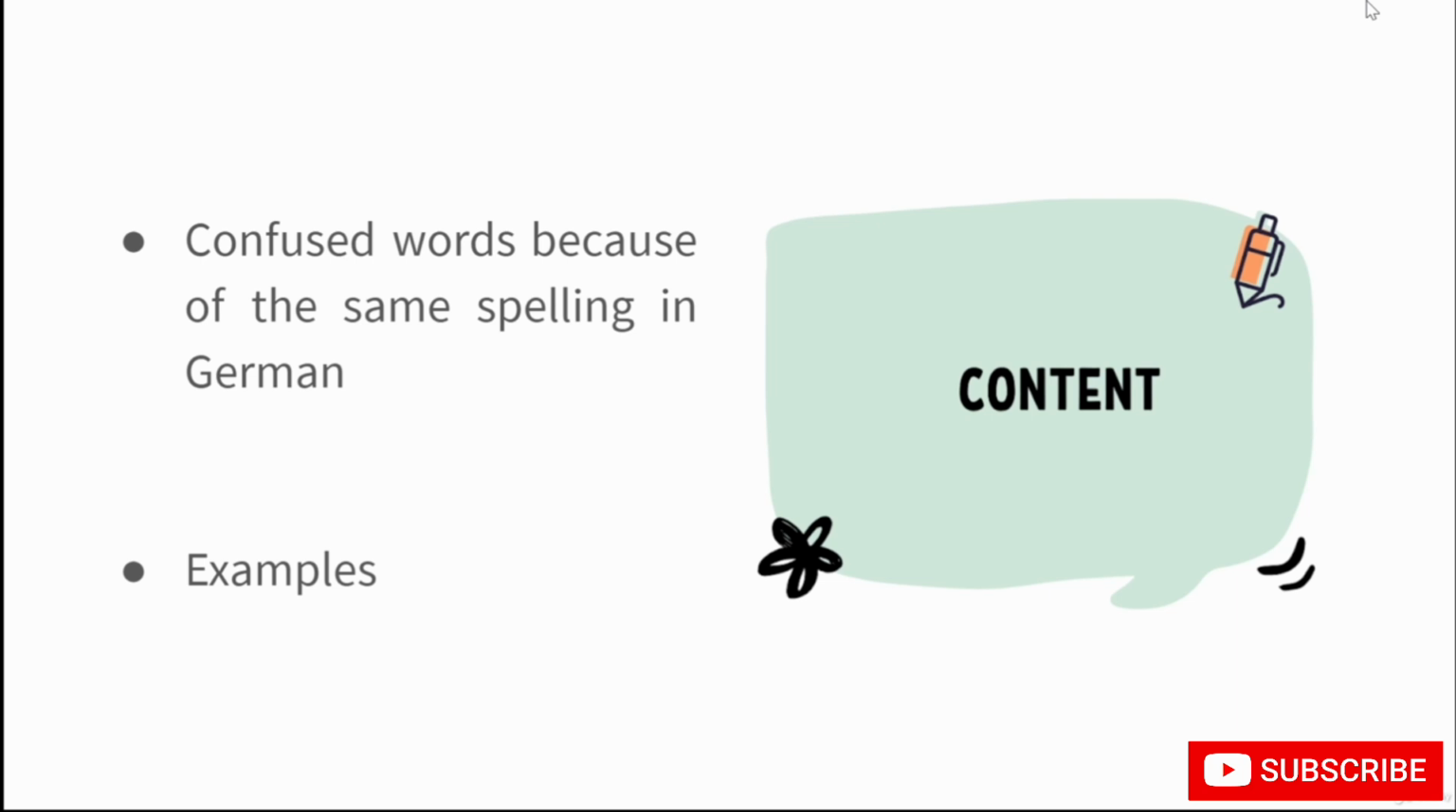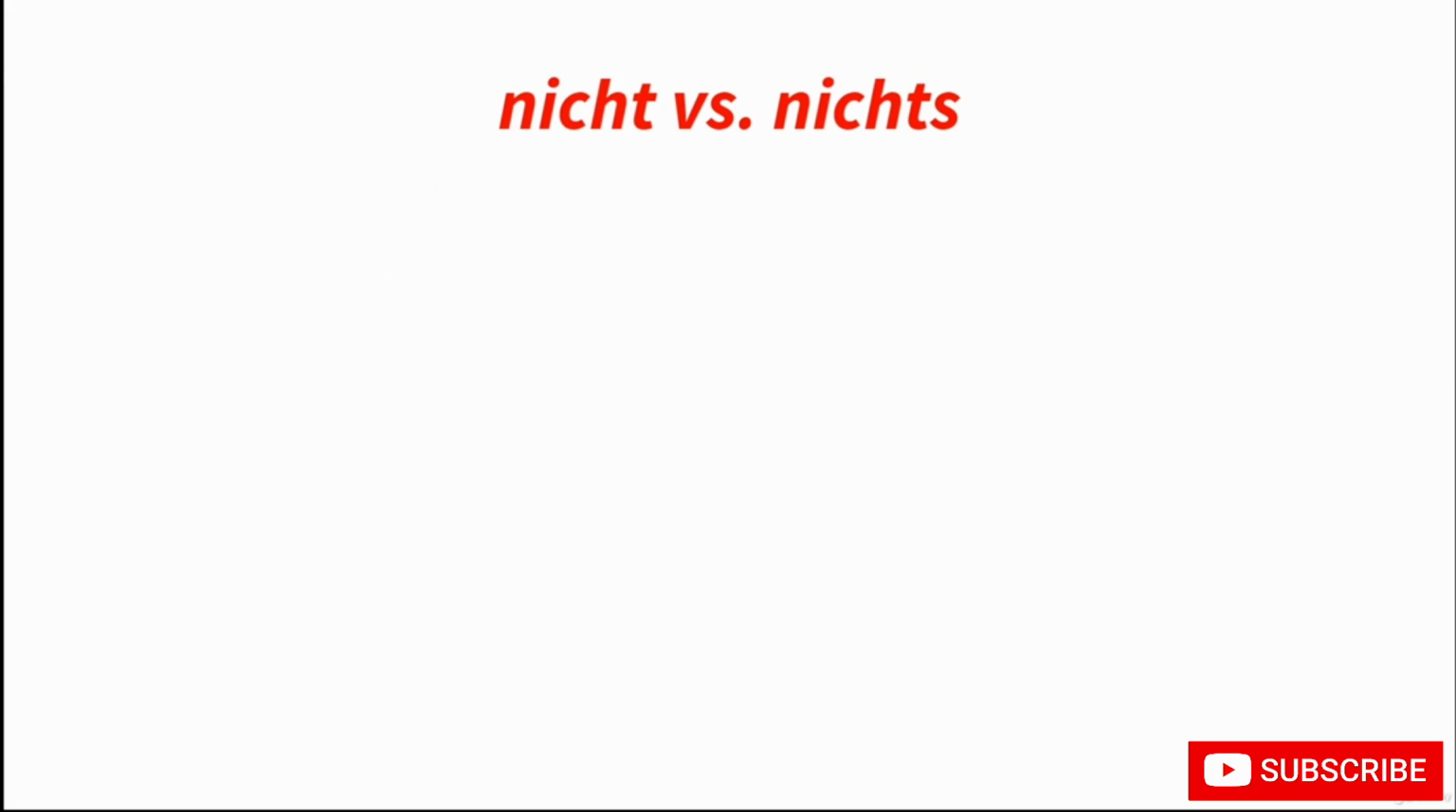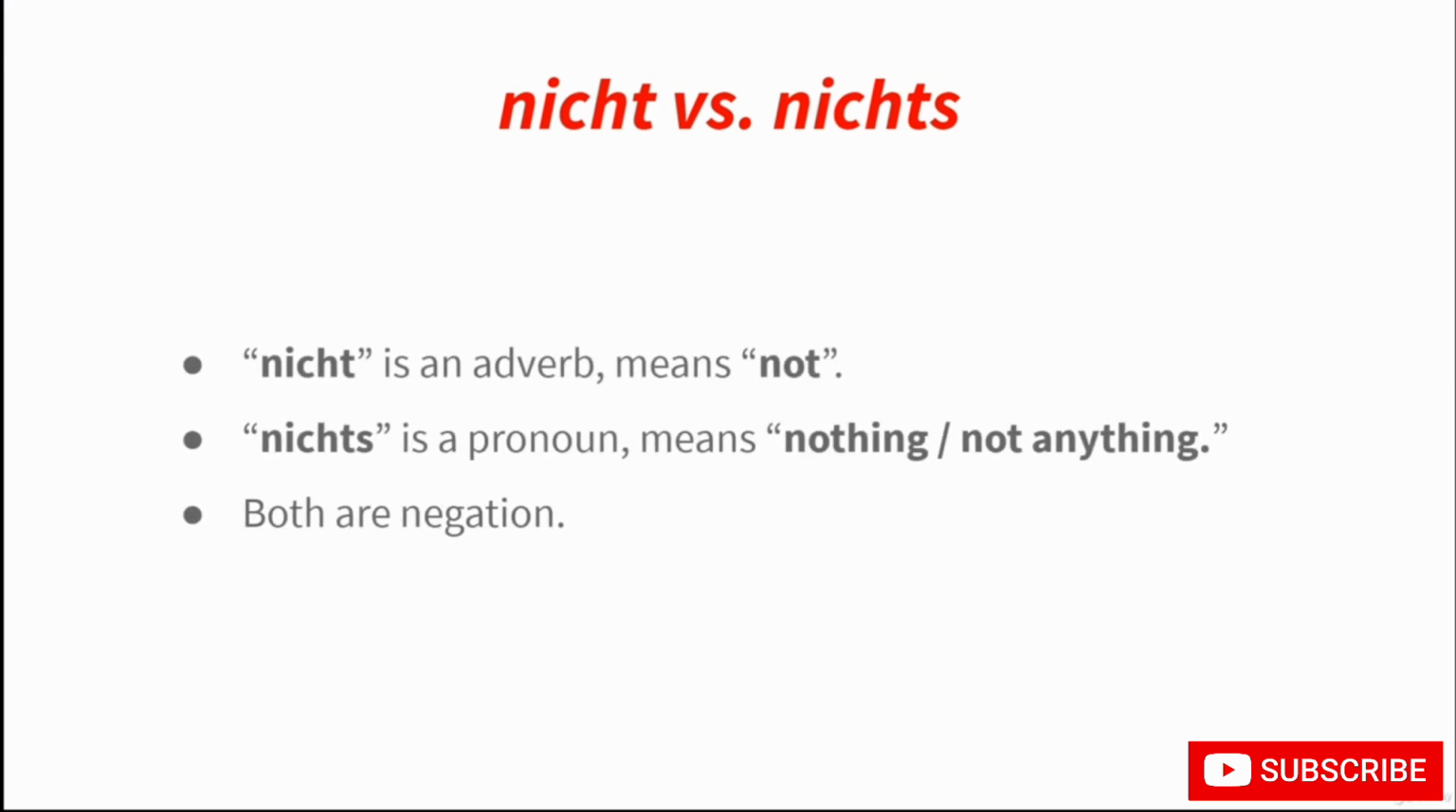Today we will learn one of the confused words because of the same spelling in German, and I will give examples to help you understand the subject better. Today we will learn the difference between nicht and nichts. Nicht is an adverb, means not. Nichts is a pronoun, means nothing or not anything.